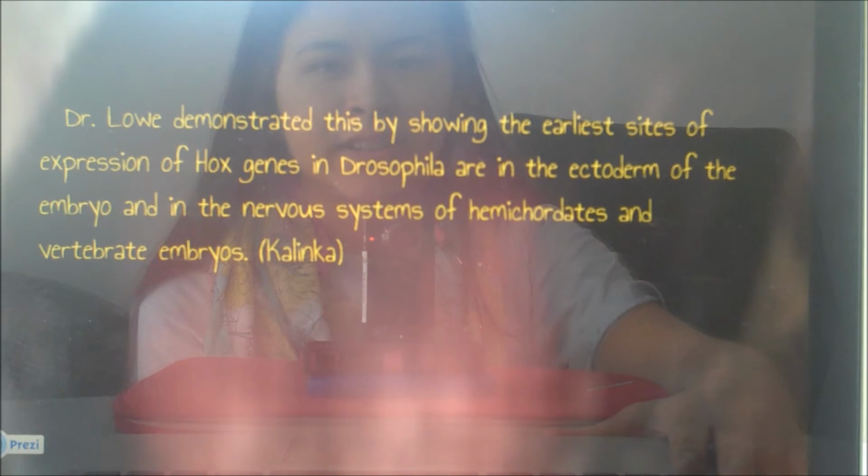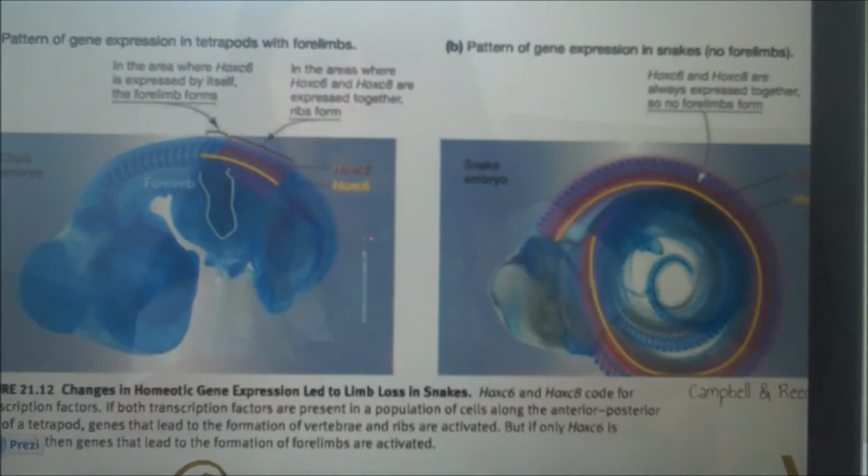Dr. Lowe was the researcher who demonstrated this by showing that the earliest sites of expression of Hox genes in Drosophila are in the ectoderm of the embryo and in the nervous systems of hemichordates and vertebrate embryos.